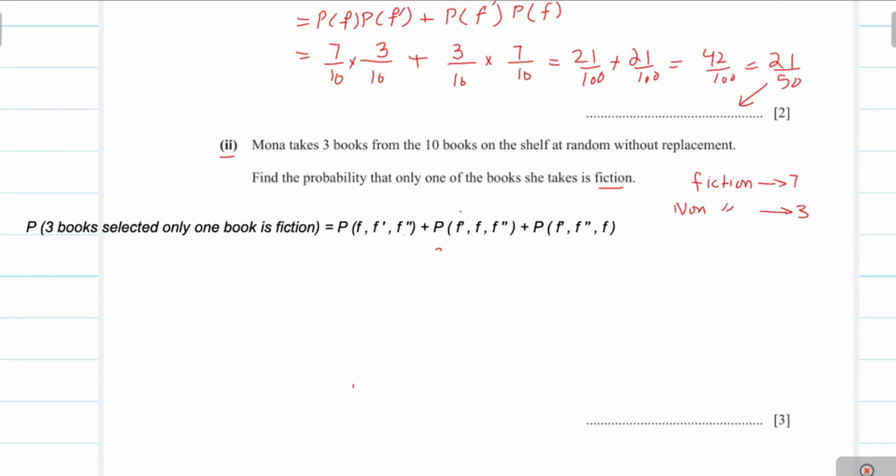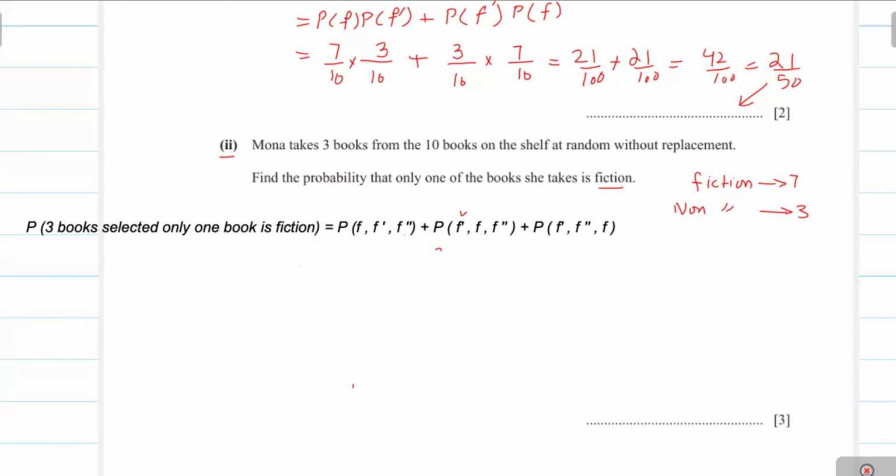Next is the probability that the first book is non-fiction, the second is fiction, and the third book is non-fiction. And the third option here will be when the first 2 books selected are non-fiction and the last, third book is fiction.